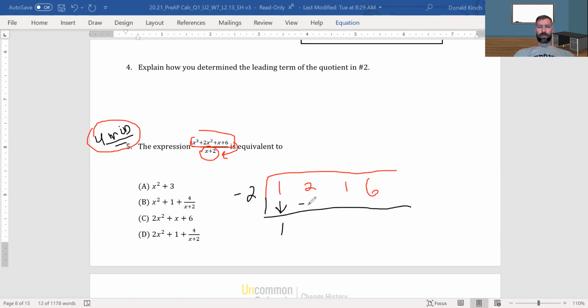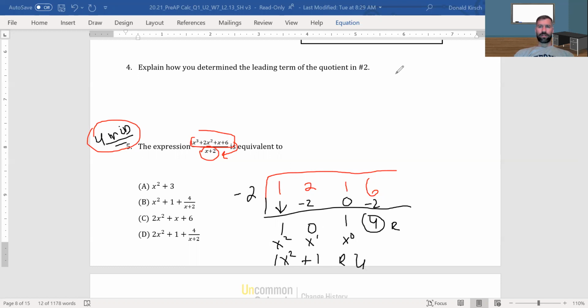Now we multiply and we add. -2 times 0 is 0. Add, I get 1. -2 times 1 is -2. Add, I get 4. I'm always going to remember that this is my remainder. And so I got 1, 0, and 1. This is x to the 0 power, x to the first, x squared. So I got 1x squared. I got no x there, plus a 1. And my remainder is 4.